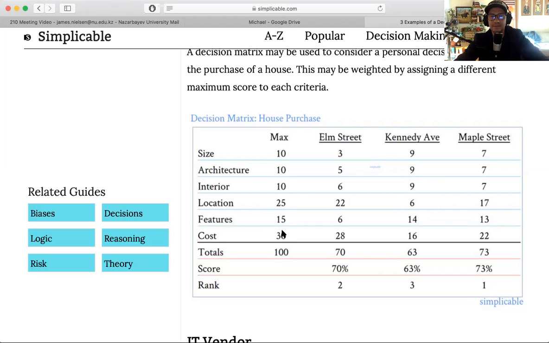And so we have to take cost into consideration. This one just gives more points to cost because cost maybe is really important for them. Looks like location is quite important for them as well. And so these ones have the opportunity to score more points, whereas size is less important. Architecture, interior are less important. Features is a little bit more important, okay? And they made sure that it equaled 100 just to make it easy on percentages, okay? And so they could score it as a percentage, and then they rank each one: best choice, second best, third best, right?